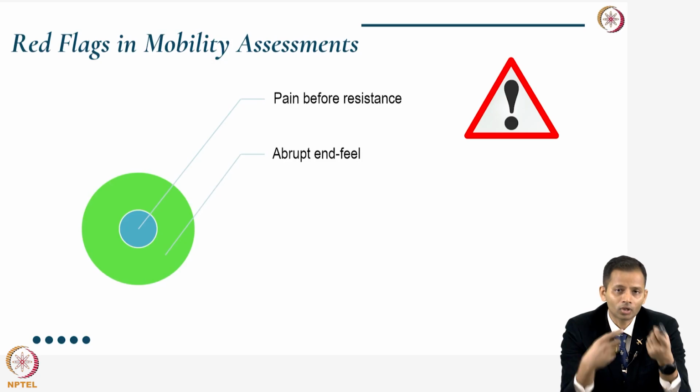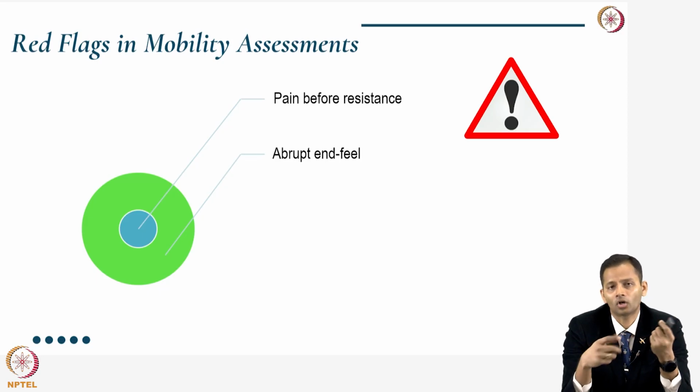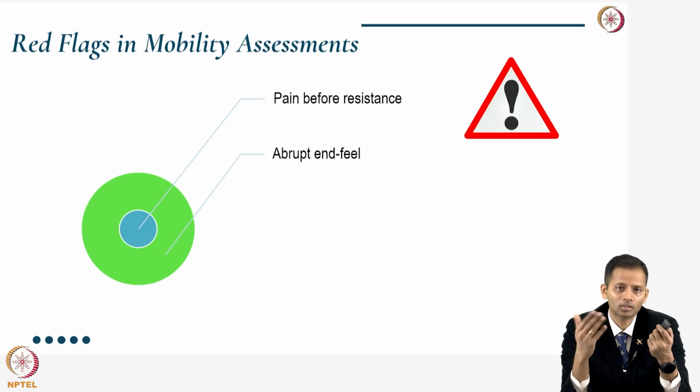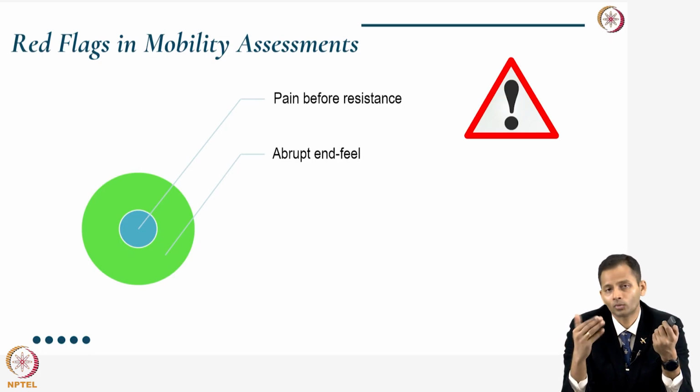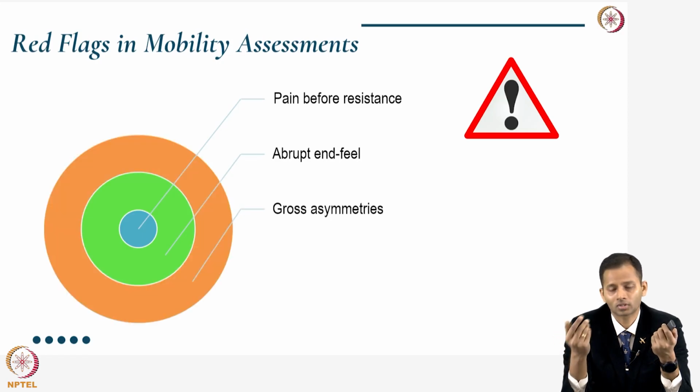Abrupt end feels: when you are doing joint play and you feel that the end movement is very abrupt, or there is a complete give way. That means there's some pathological problem, or the stability is not there. Then you will have to go in for further evaluation.